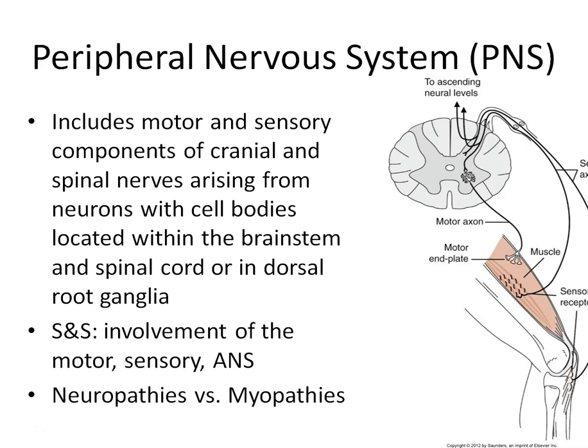So the peripheral nervous system. This includes sensory and motor components of the cranial nerves and spinal nerves that arise from cell bodies located in the brainstem and the spinal cord or the dorsal root ganglion. Signs and symptoms of peripheral nervous system include motor, sensory, and the autonomic nervous system. Disorders of the peripheral nervous system can very broadly be classified as neuropathies, meaning involving a nerve, and myopathies involving a muscle.